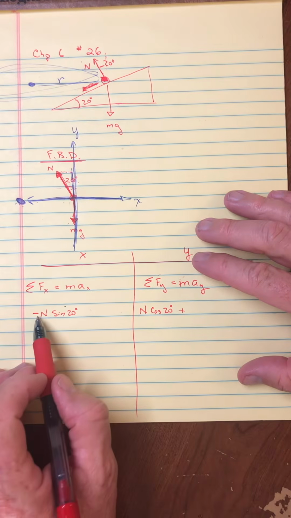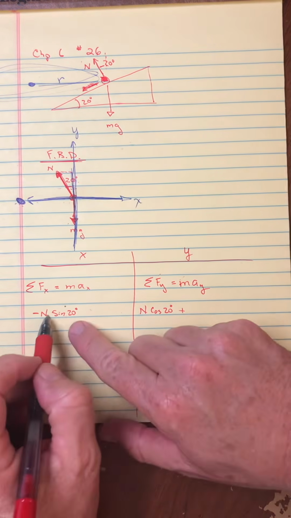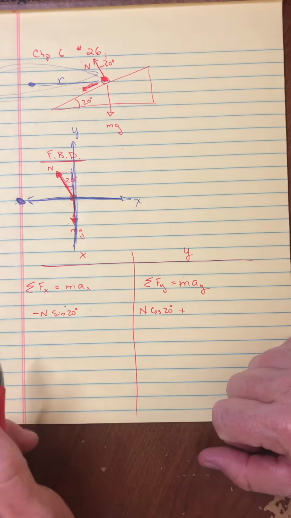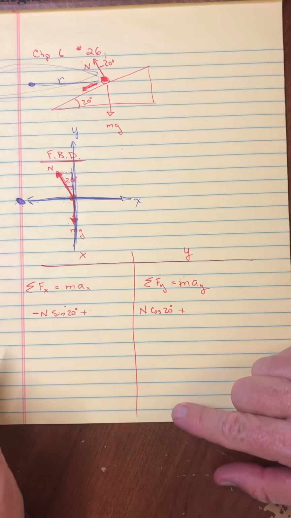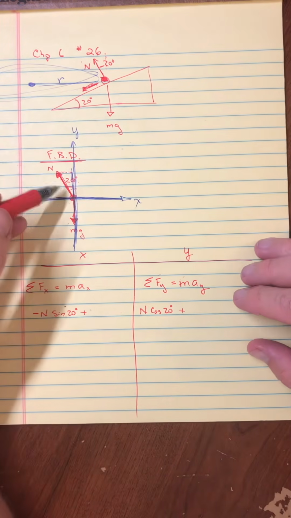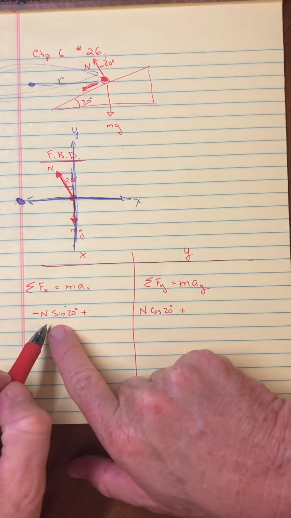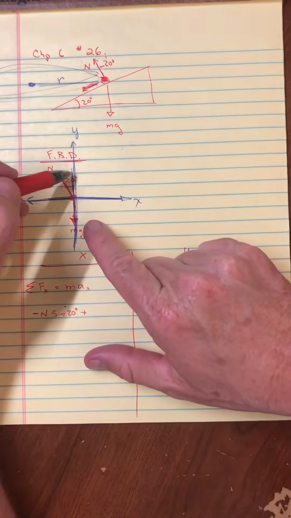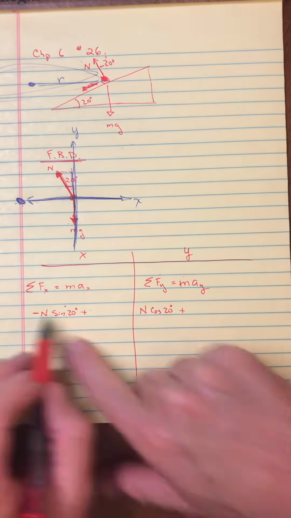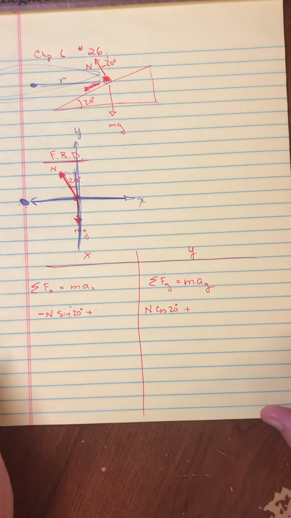So I'll put a negative there when I add up all the force. That's the magnitude and that's the direction. And then plus. So when it comes to this first force, it has an x component and a y component, right? It's up and left. So the left is a negative and the up is a positive.